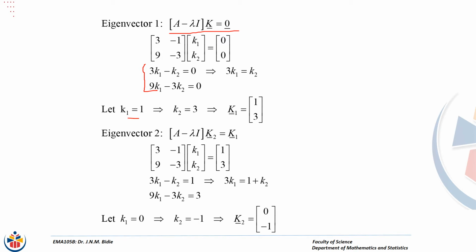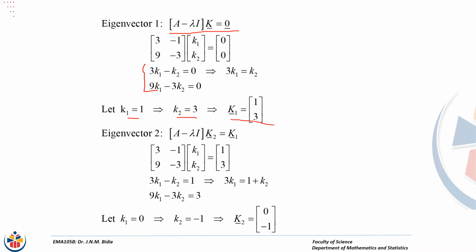Note it's up to you. You could have said k2 is equal to 1, and then that would mean that k1 is equal to 1/3. So it's still to work out. In this case, if k1 is equal to 1, then k2 is equal to 3, and that's what we get as our first eigenvector.